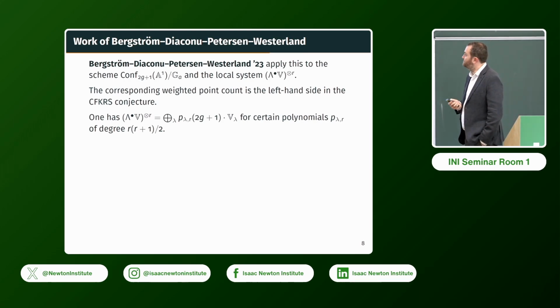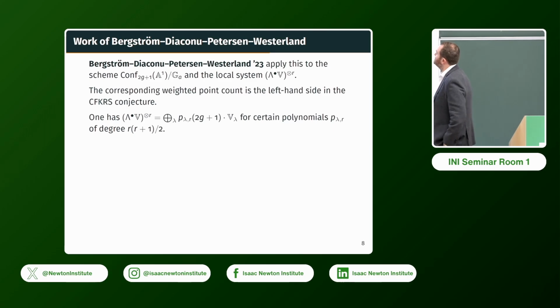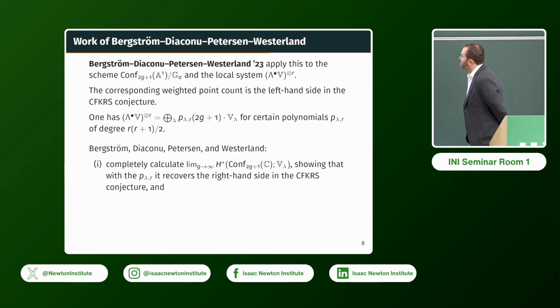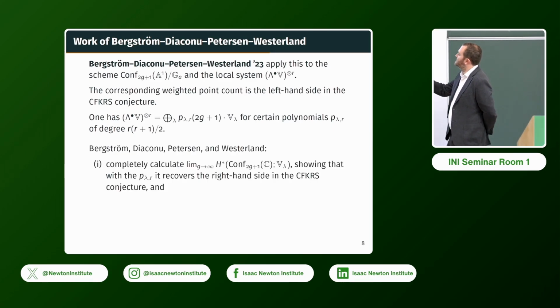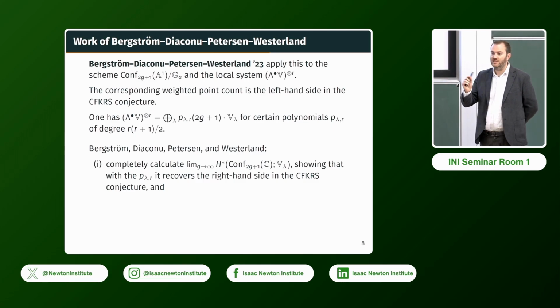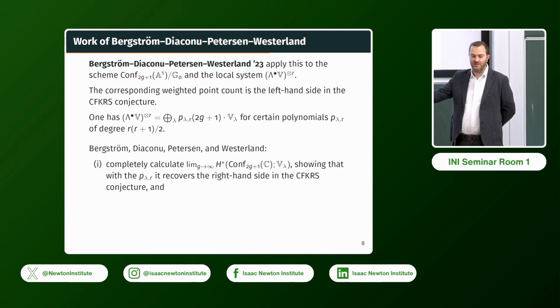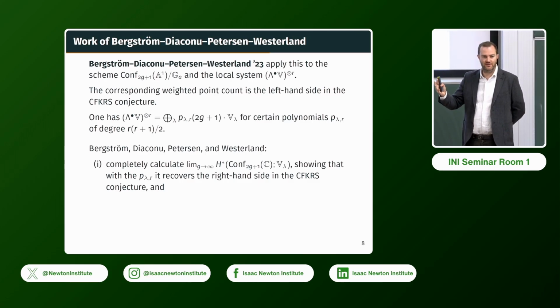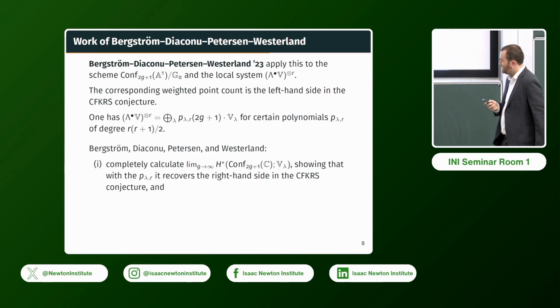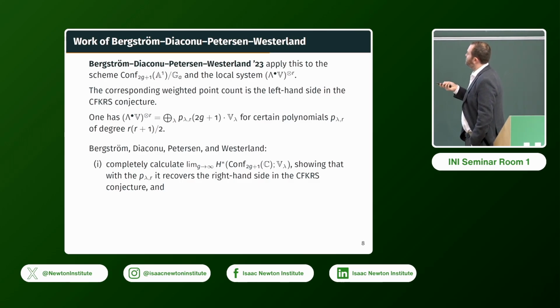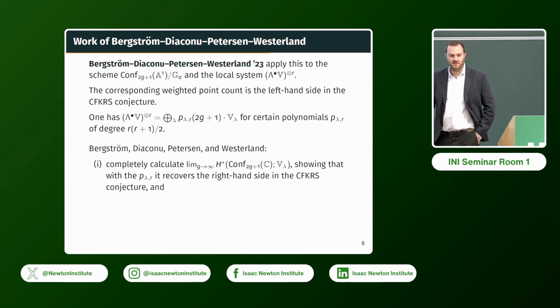And using this, these authors show that they completely calculate the cohomology as g goes to infinity. And what I mean by that is the limit as g goes to infinity, not some large g, like the actual limiting thing. They completely compute it, and when you combine that with these polynomials, you exactly get the right-hand side in this conjecture.